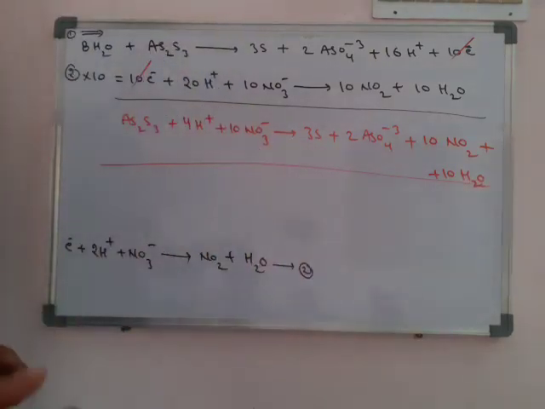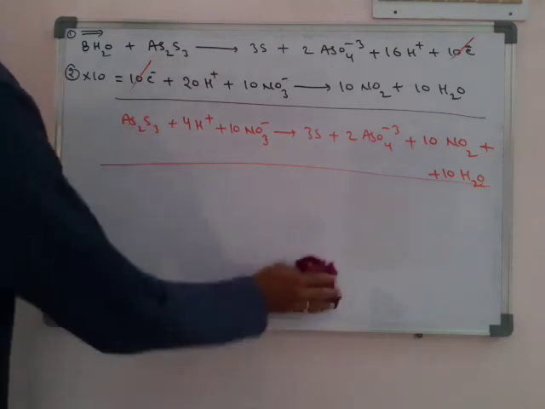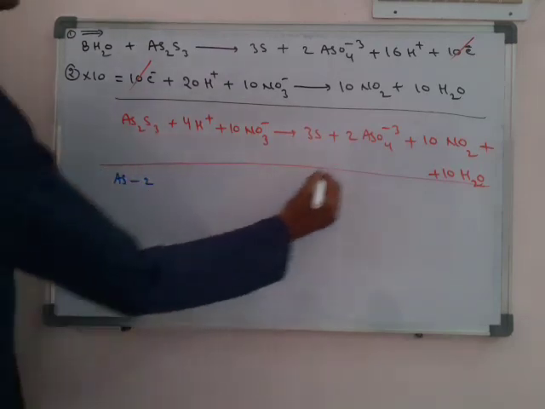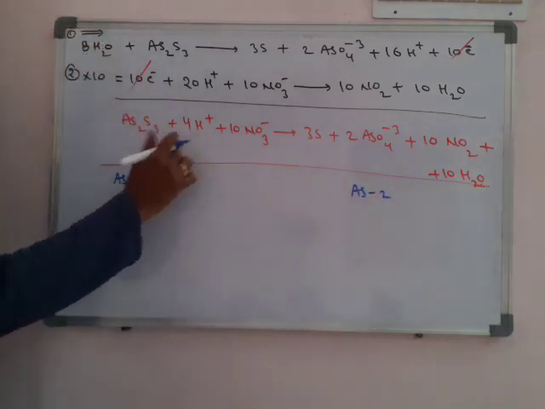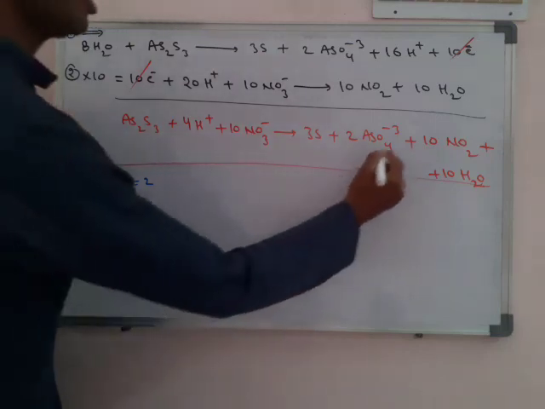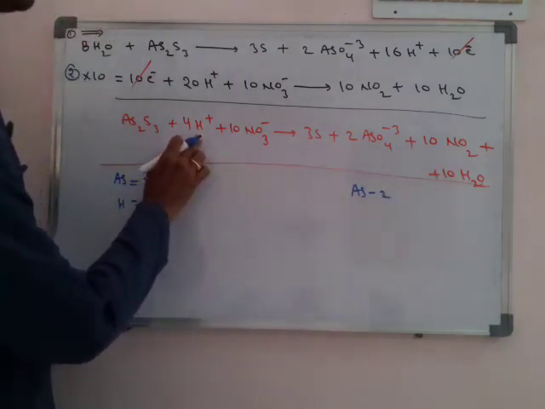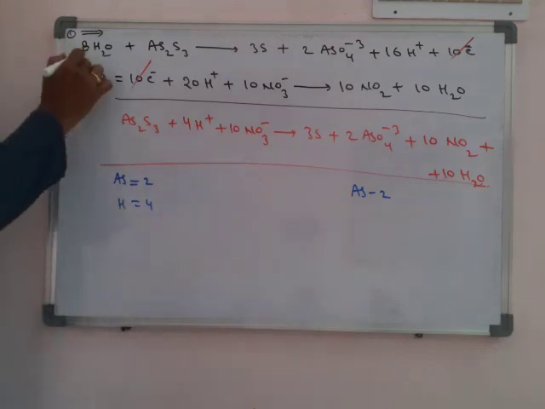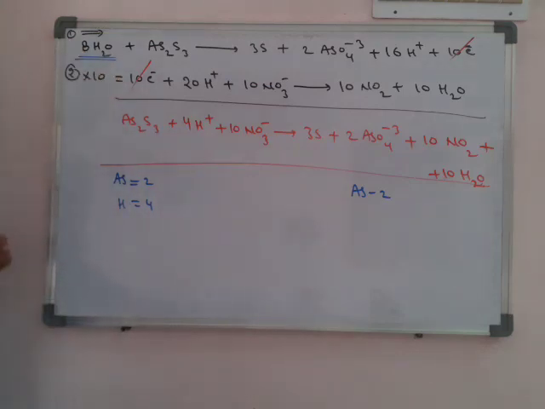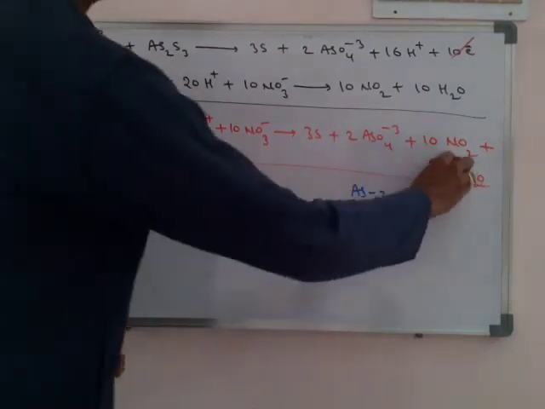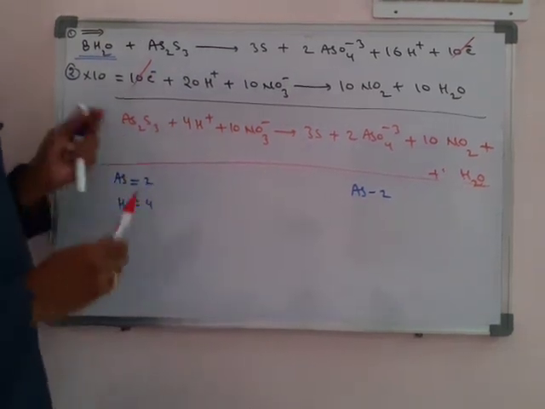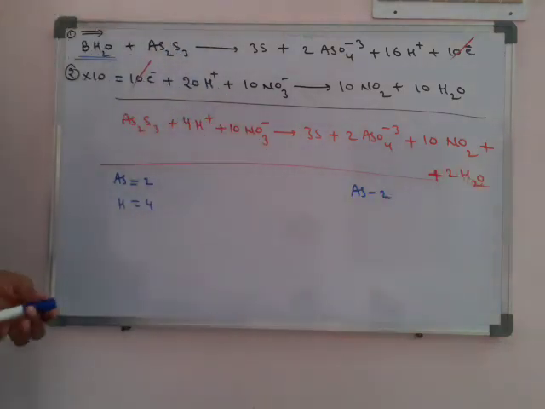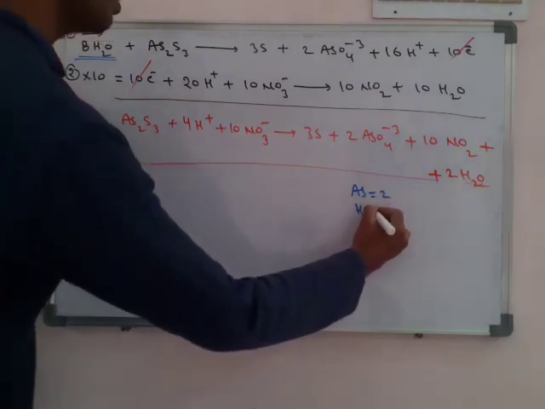Now check whether the equation is balanced or not. See how many arsenics are there? 2. Here also 2 arsenics. How many hydrogens? 4. Sorry, there are only 4 H plus. Here 8 H2Os, there 10 H2Os. 8 cancel, so here we have only 2 H2Os left. Actually we did not count these H2Os. That is why I am saying you have to check the final equation.